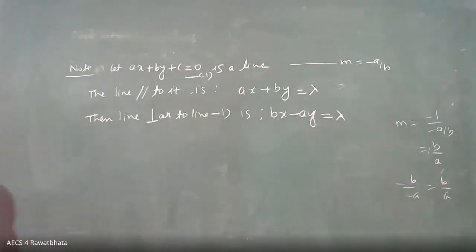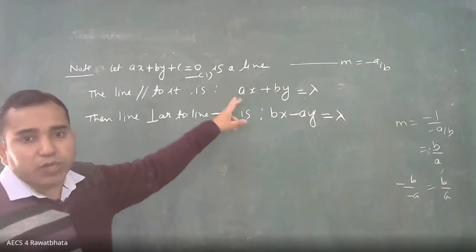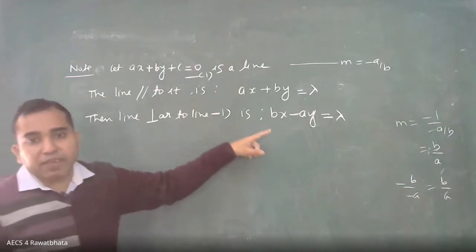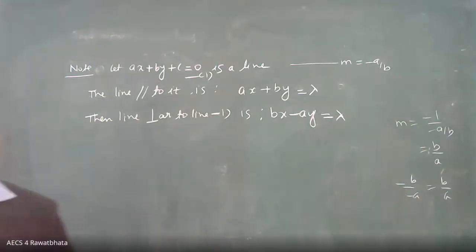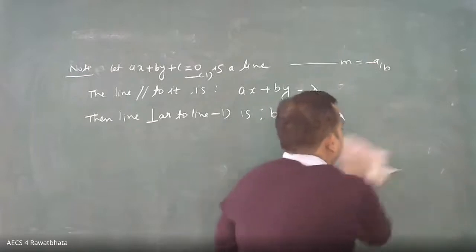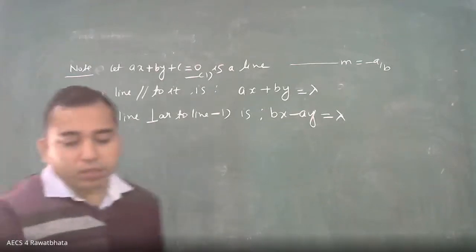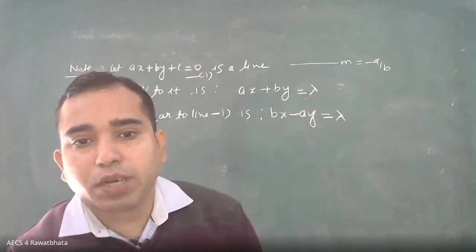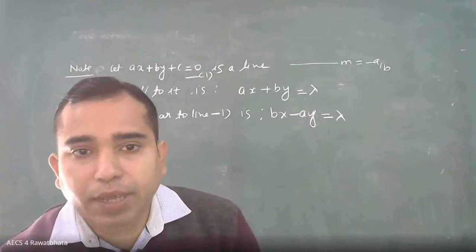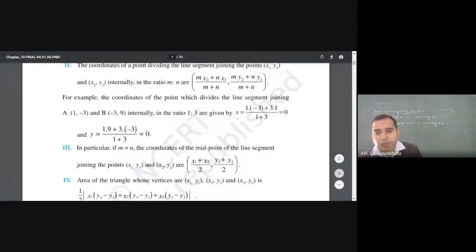So keep in mind these two things: if any general equation ax plus by plus c equals 0 is given, then a line parallel to it can be written as ax plus by equal to lambda, and a line perpendicular to this line can be written as bx minus ay equal to lambda. So these two things you can use in questions, and many steps will be saved. We'll use these two formulas directly. Now some more concepts are there, very difficult to cover within this class. I think some questions of the first exercise we can discuss, and after that the remaining formulas we shall discuss in the next class. Students, I hope this screen is visible in front of you.